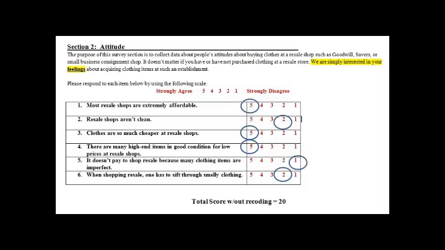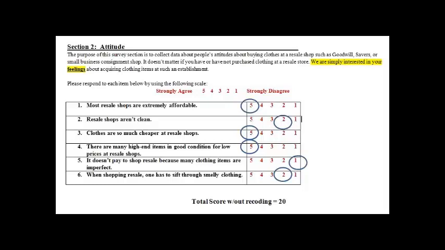But remember, we're trying to distinguish between those who have high attitude and those who have low attitude. So we need those people who have high attitudes to have a high total score so that it reflects that they have high attitudes. If we don't recode the negative items, we see here that their total score is 20.